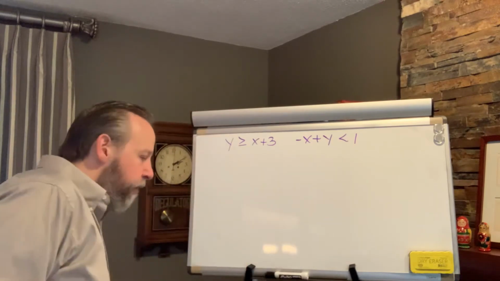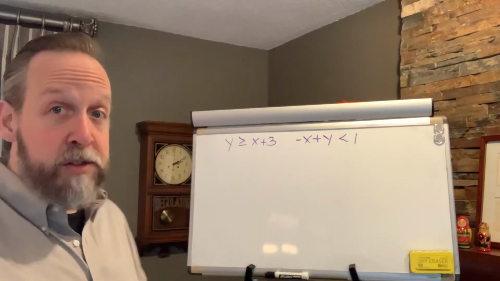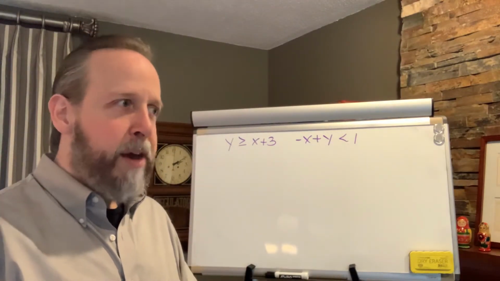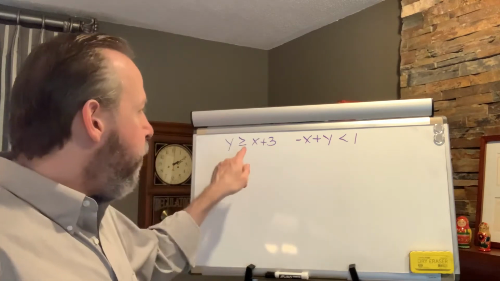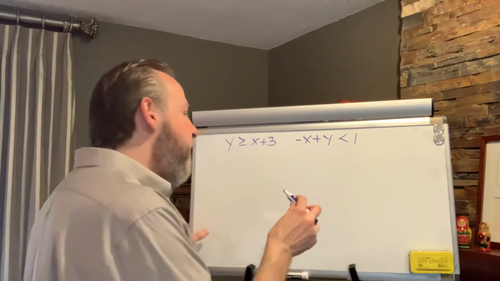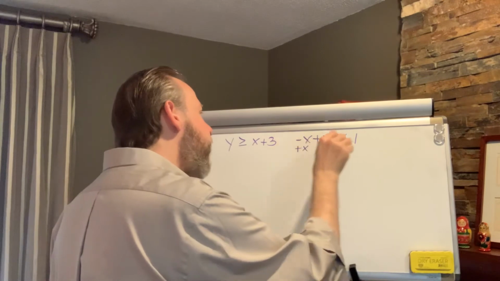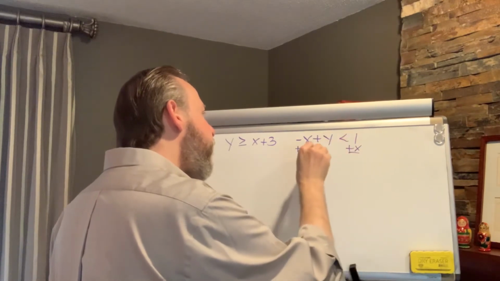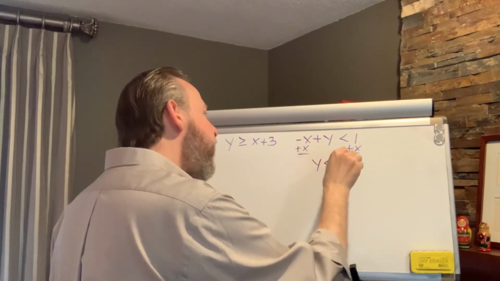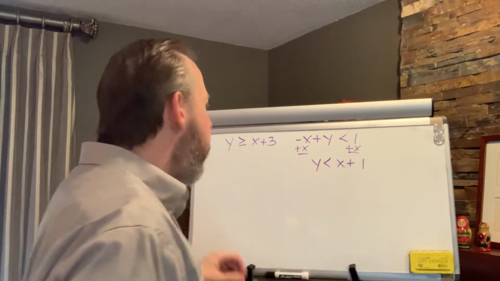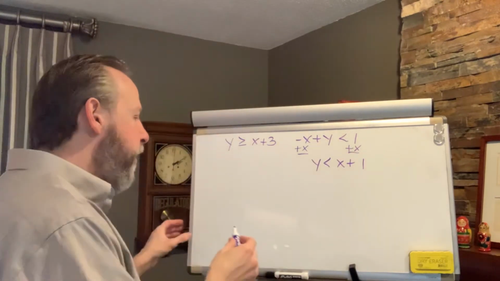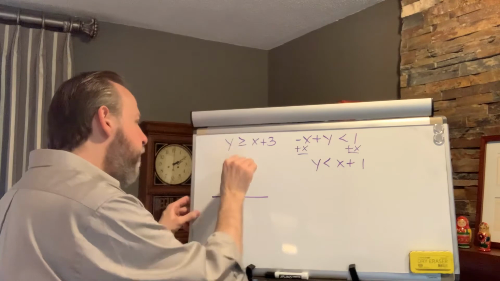So the challenge here, of course, is to graph them so that we can see the solution. And to graph them, I have to put them in slope-intercept. This one already is. That one is not. So I'm going to add x to both sides. Y is less than x plus 1. And the other one already was in the right form. So I'm just going to graph them.